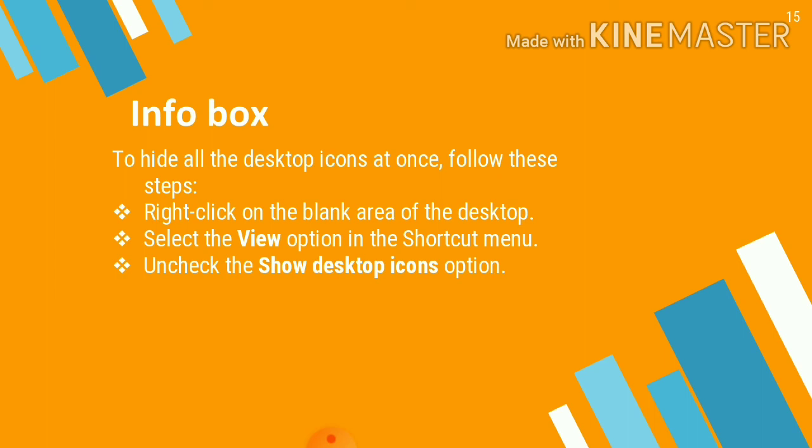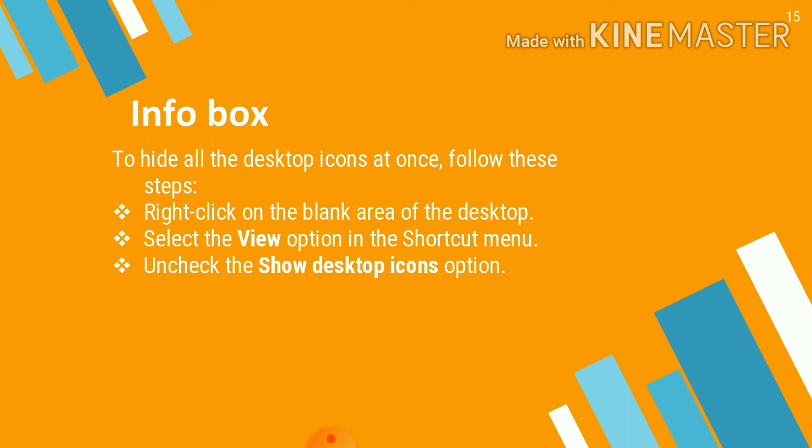First of all, you have to right click on the blank, empty area on the desktop and then select the view option in the shortcut menu, and then uncheck the show desktop icons option. You will see a tick mark on it, and you have to uncheck it. When you left click on the tick, the tick mark will go away, it means it will be unchecked.